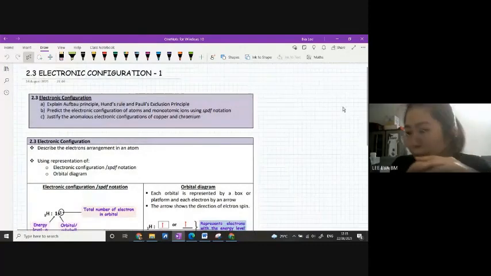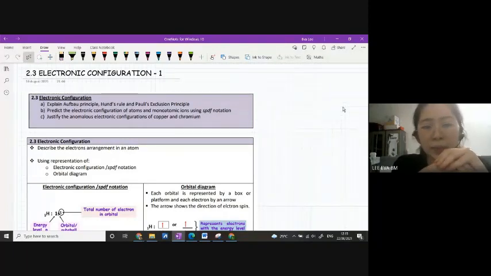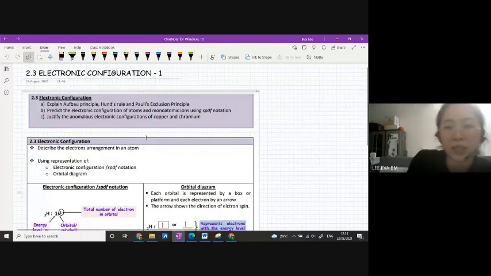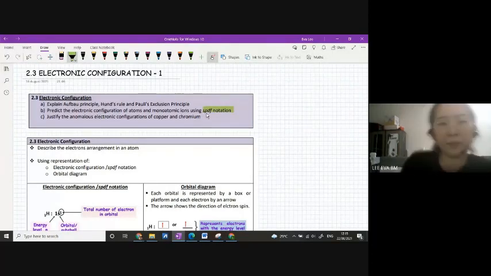So for topic 2.3, our last topic for chapter 2, electronic configuration. So you need to explain Aufbau principle, Hund's rule, and Pauli exclusion principle. You need to be able to predict the electronic configuration using SPDF notation. So this is a very important term. Okay, over here, SPDF notation. And then for C, justify the anomalous electronic configurations of copper and chromium.